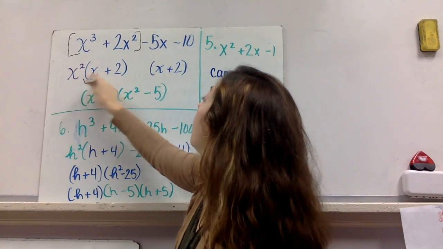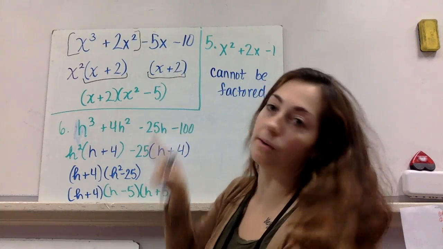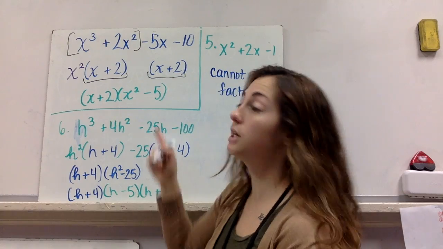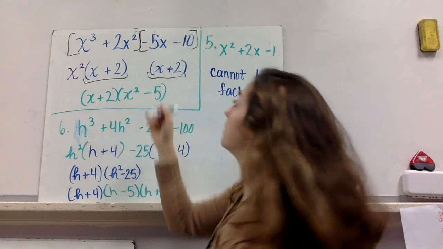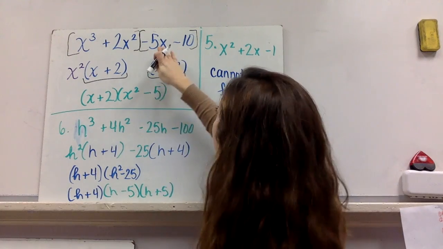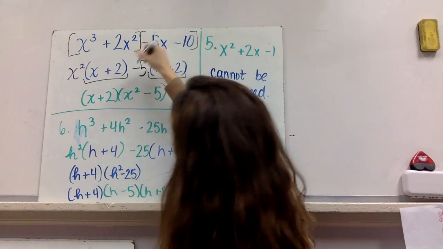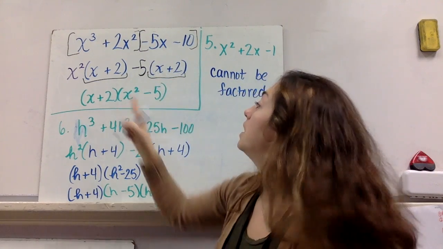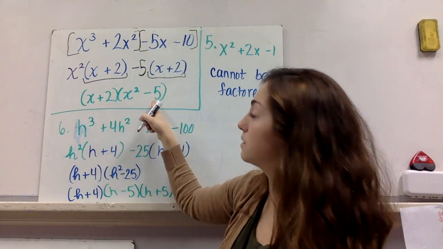So now I want that x plus 2 to repeat, so I've got to factor out my greatest common factor here. This one's tricky because I've got negatives, right? So I have negative 5x minus 10. So I have to factor out, in order to get a positive x and a positive 2, a negative 5. Okay? And then when I factor out my x plus 2, I'm left with x squared minus 5.